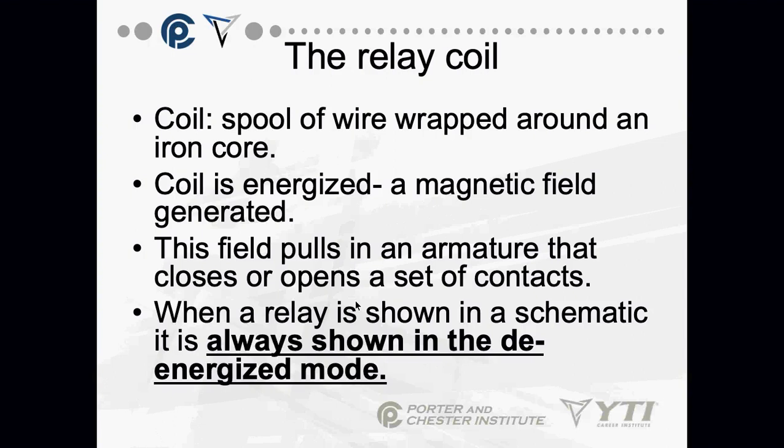a magnetic field is going to be generated. That magnetic field is strengthened and directed by that iron core. When this field is generated, it pulls in what we call an armature. In other words, a moving part that opens or closes a set of contacts. When a relay is shown in a schematic, it is always shown in the de-energized mode.